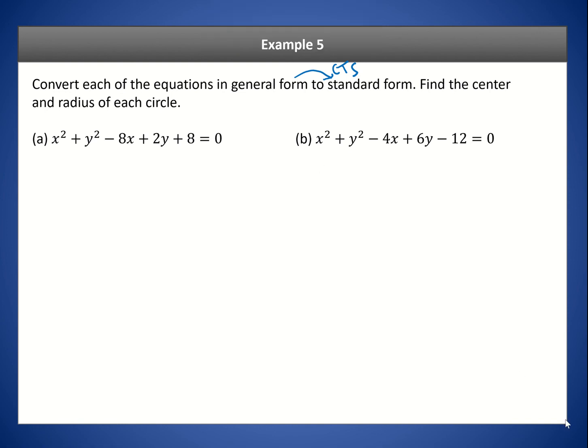If you want to convert to standard form, remember that the standard form of the equation looks like (x - h)^2 + (y - k)^2 = r^2. One of the first things you're going to want to do is move the constant over to the other side so that you get r squared there. So you're going to move this 8 over to the other side, and in constants. So I'm going to subtract this over to the other side.